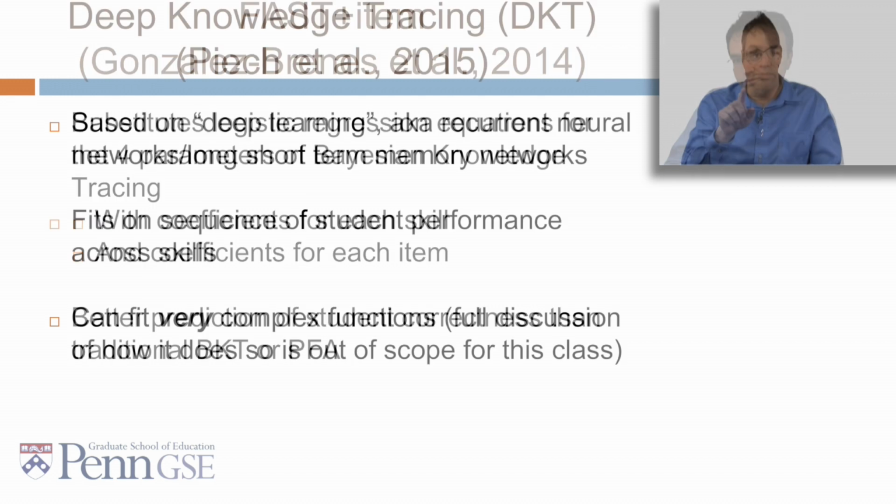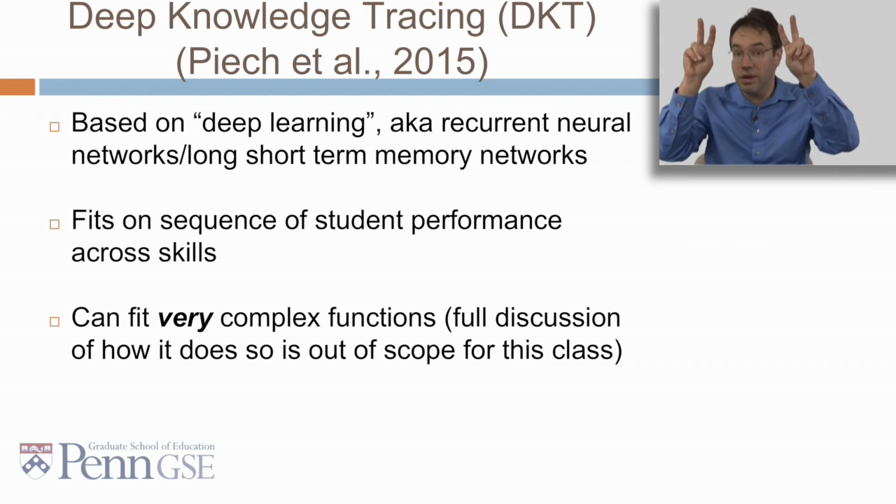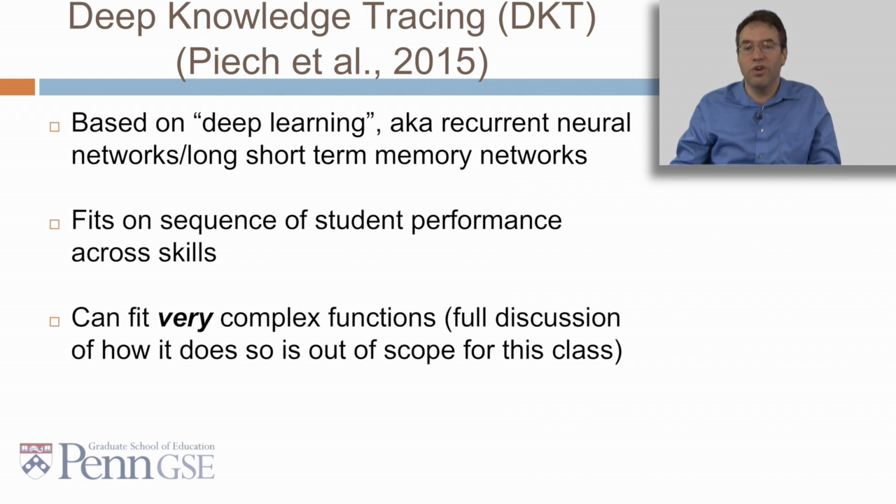or PFA. In contrast to the last three approaches, which attempted to include item-level data into the calculation of BKT, but still base themselves fundamentally on a BKT framework, Piech and his colleagues came up with an alternate framework called Deep Knowledge Tracing, or DKT. This framework is based on what's called deep learning, which is also known as recurrent neural networks or long short-term memory networks. Deep learning kind of being the commercial term for a set of algorithms that were around before there was that term.